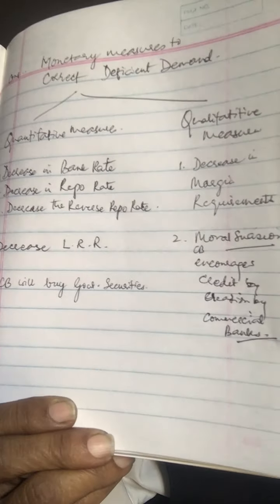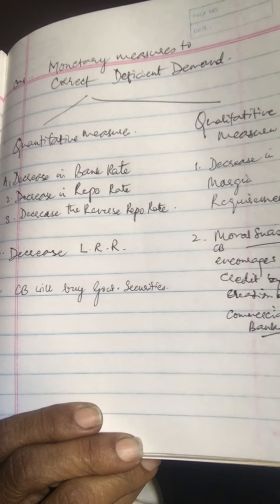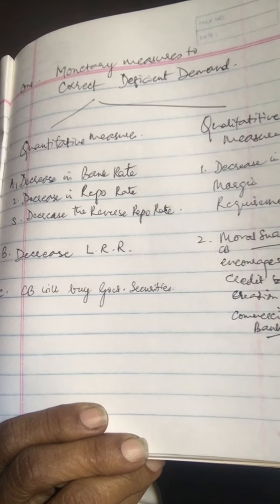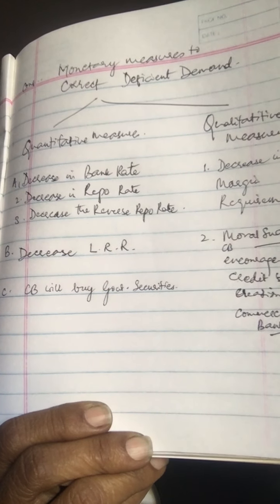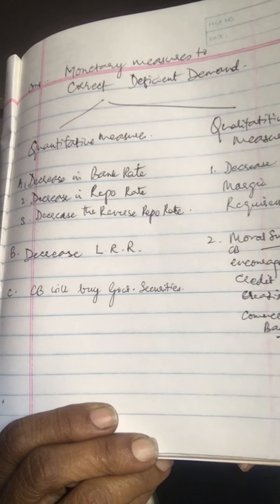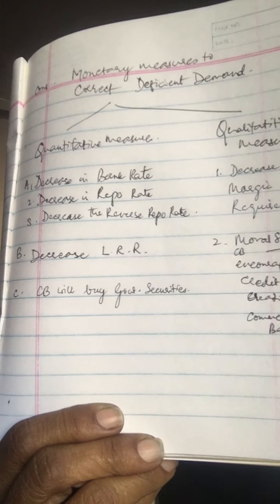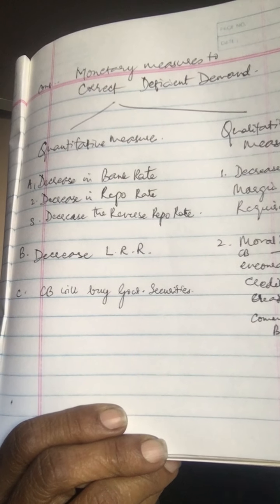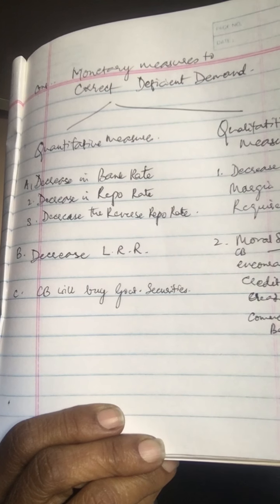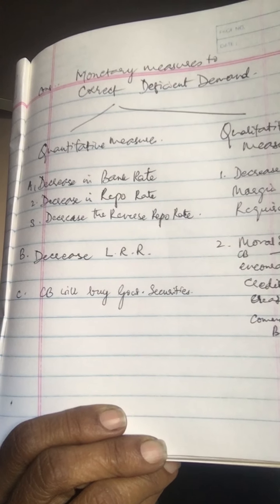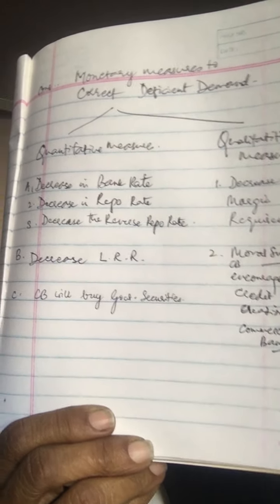So we have done these quantitative methods. Now for qualitative methods, let's take margin requirements. So what ought to be done in the margin requirement? Margin requirement refers to the difference between the value of security and the amount of loan. So in times of deficient demand, the central bank reduces the margin. Commercial banks are now able to give a larger amount of loan than before against the same security. So it raises borrowing, which means it raises the level of aggregate demand.